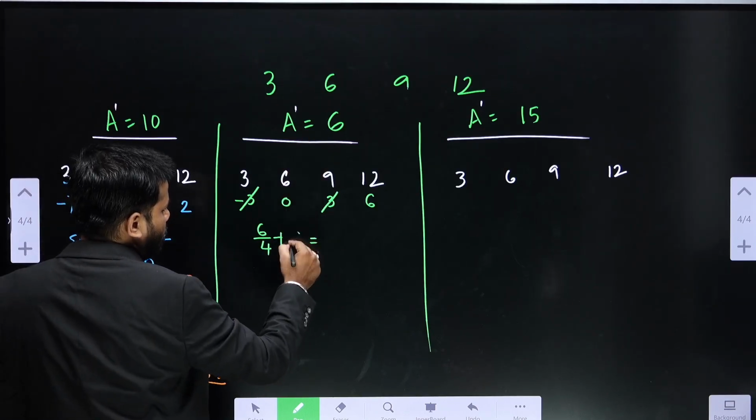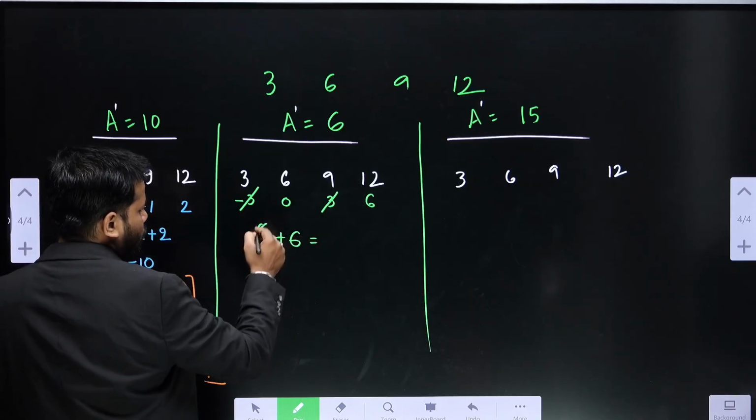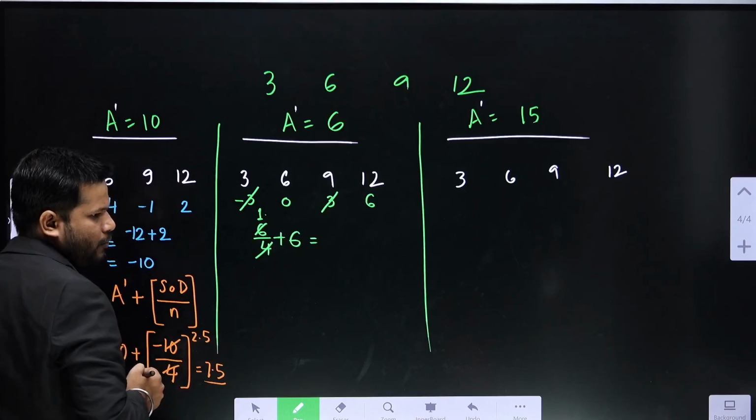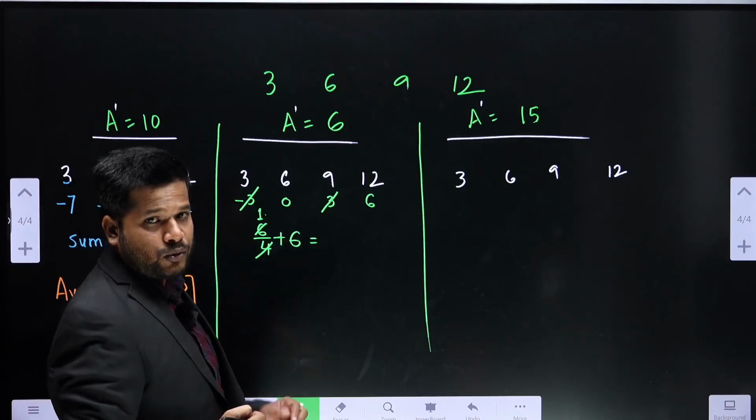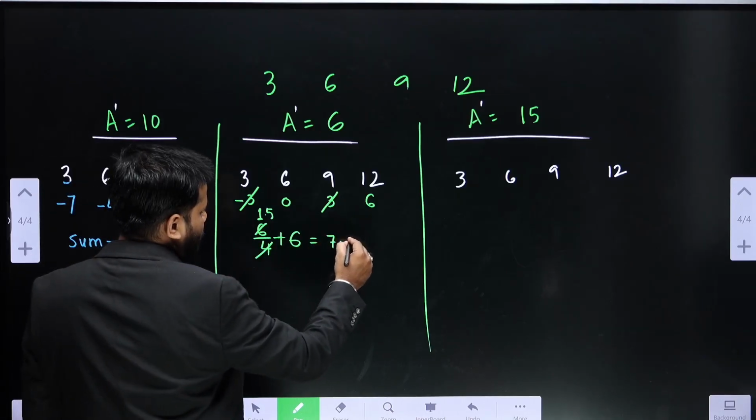So this will become how much? 6 plus 6 by 4. 6 by 4 is how much? Cancel करो, 4 1s are 4, बचेगा कितना, 2, 20, पॉइंट डाला 5. तो आंसर कितना हो गया? 6 plus 1.5 is 7.5.